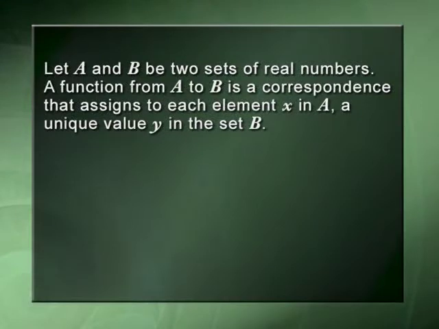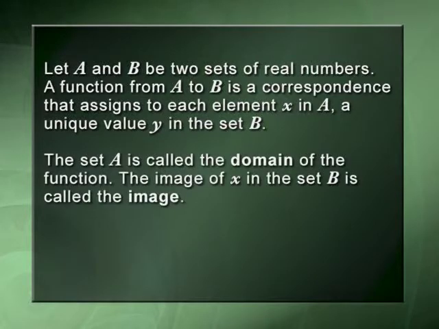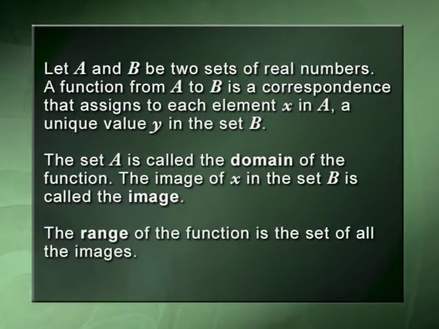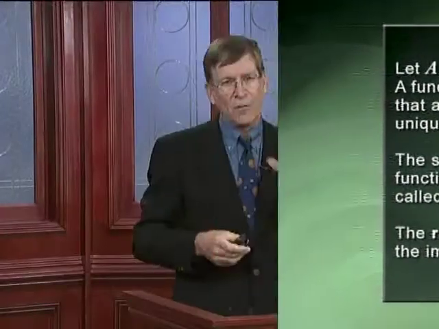Let's be more specific now. Here's a more technical definition of a function. Let A and B be two sets of real numbers. A function from A to B is a correspondence that assigns to each element x in A a unique value y in the set B. The set A is called the domain of the function, and the image of x in the set B is called the image, and the range of your function is the set of all the images. So those are some technical terms about functions that you can read about in any pre-calculus textbook.